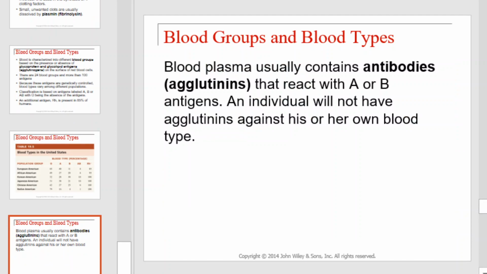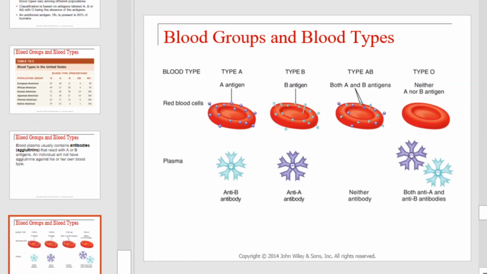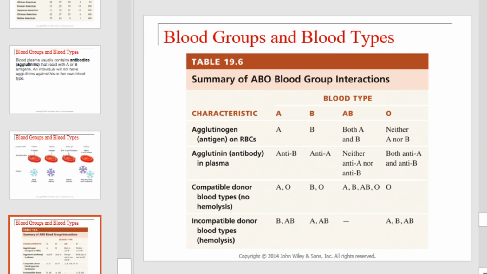Blood plasma usually contains antibodies, or agglutinins, that react with A or B antigens. An individual will not have agglutinins against his or her own blood type. This is an illustration of the blood types with their antigens and antibodies associated with each. And this table will provide you with a summary of the ABO blood group interactions.